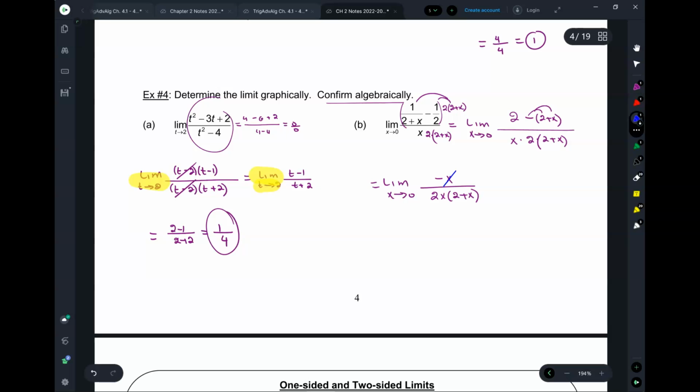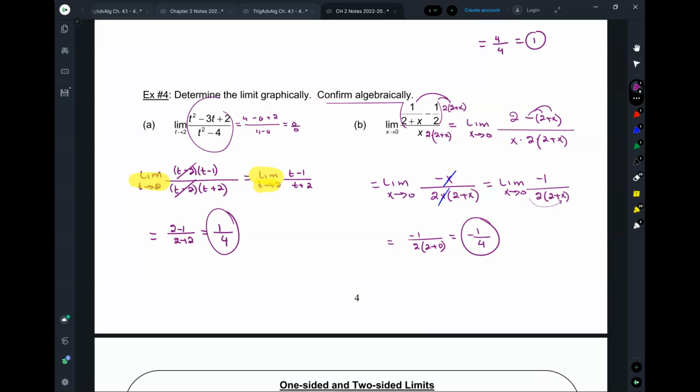So, cancel out the x, cancel out the x. This is the limit as x approaches 0. What do I have left in the numerator? Negative 1 over 2 plus x. Now you can plug it in. Plug in the 0, and you get negative 1 over 2 plus 0, negative 1 over 4, and that's the answer. Before, we got 0 over 0, which was indeterminate, because you can't work with that. But then you simplify it.